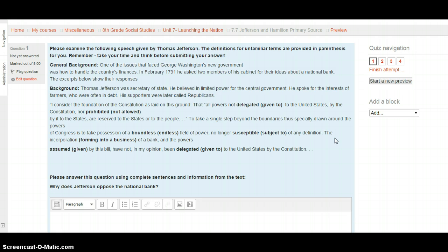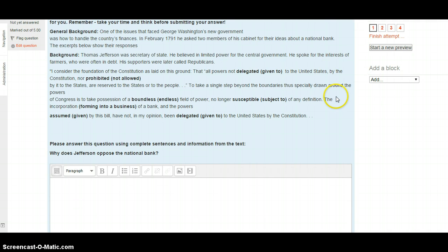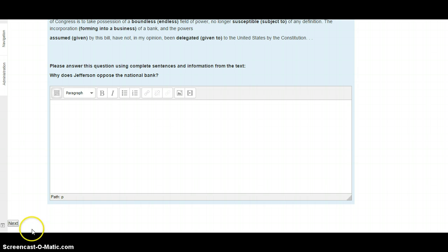So we're going to go ahead and answer this question using complete sentences and information from the text. So why does Jefferson oppose the creation of a national bank? He does not want a national bank. Take a look at the text that I have just read. You can pause, rewind, listen to it as many times as you want, and figure out the answer. When you're ready, hit the next button. But always make sure that you're writing in complete sentences and relating your answer back to the text. I'm going to hit the next button for now.